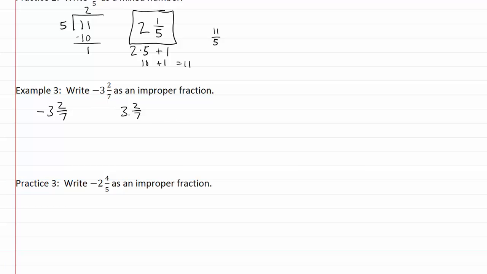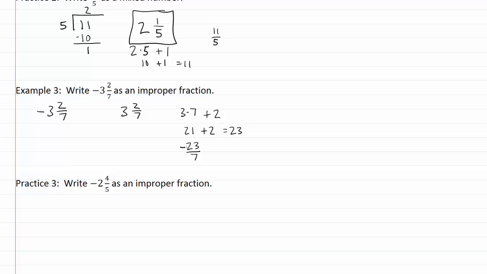So to do that, I go 3 times 7 plus 2. There are 2 left over at the top. So 3 times 7 is 21. 21 plus 2 is 23. So I have 23/7. And this is what I'm talking about when I say just do the math and then add the negative. So I know this is all negative at the start, so I have negative 23/7.